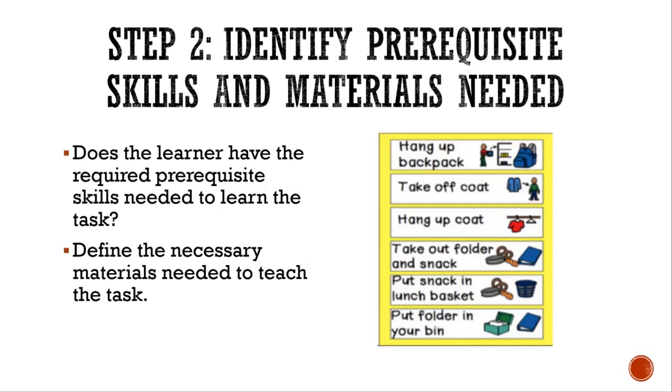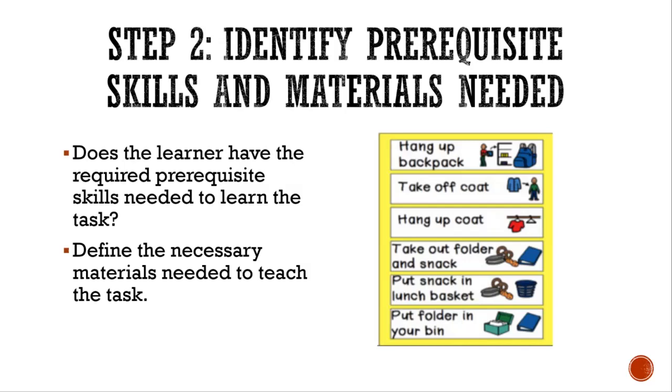So for example, if you were going to teach a child to read, you would at least make sure they were able to recognize individual letters and their sounds. Another example would be teaching a child to tell time. You can't do that until they recognize their numbers. Teaching a child to count money, they must at least be able to count by fives or tens. So you need to make sure that they have those prerequisite skills.